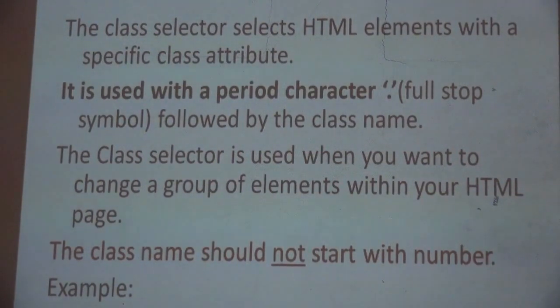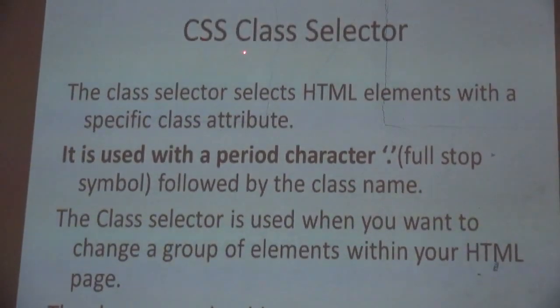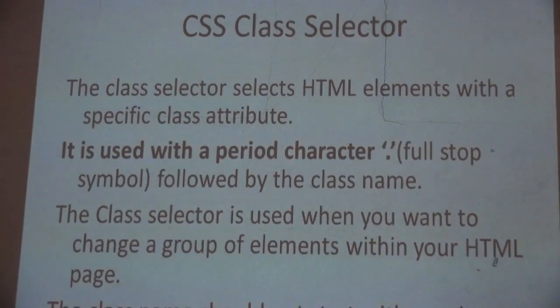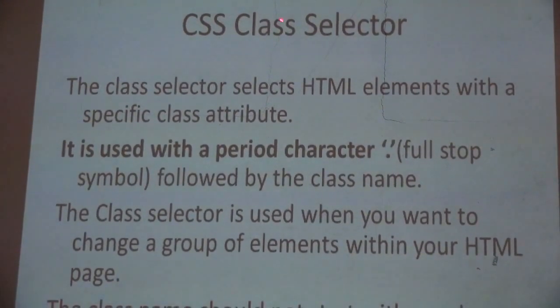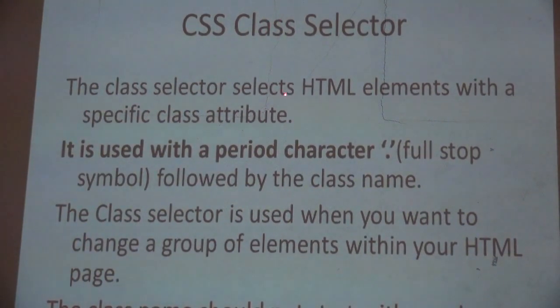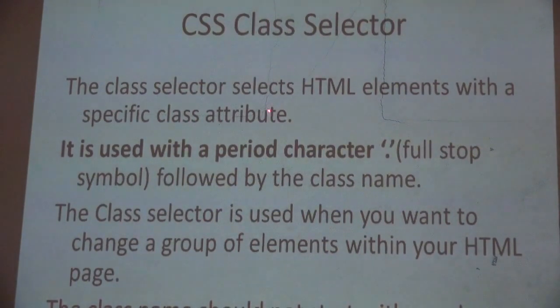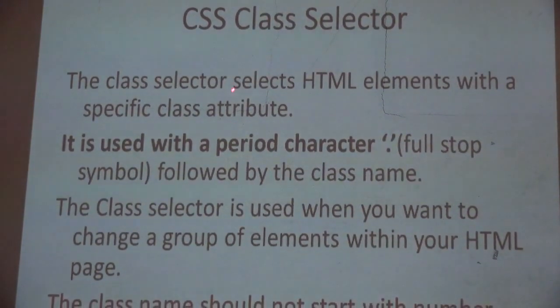And next our topic is CSS class selector. We have studied ID selector. Now we are going to see the class selector. The class selector selects HTML elements with a specific class attribute, okay. It is used with a period character. In ID selector we have the hash character, and in this class selector we have this period character.